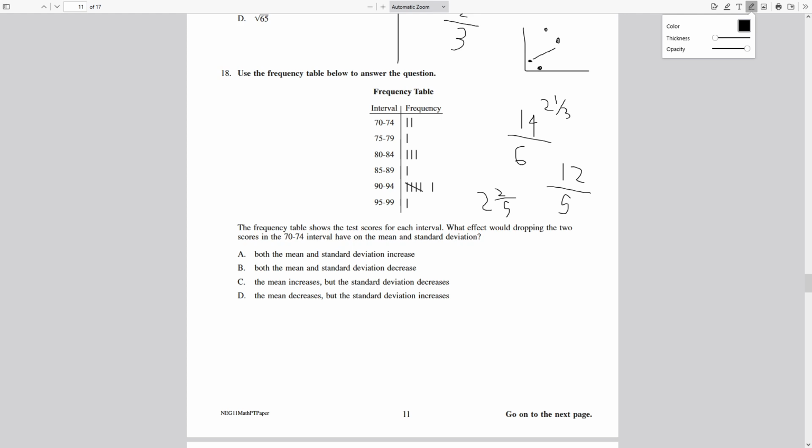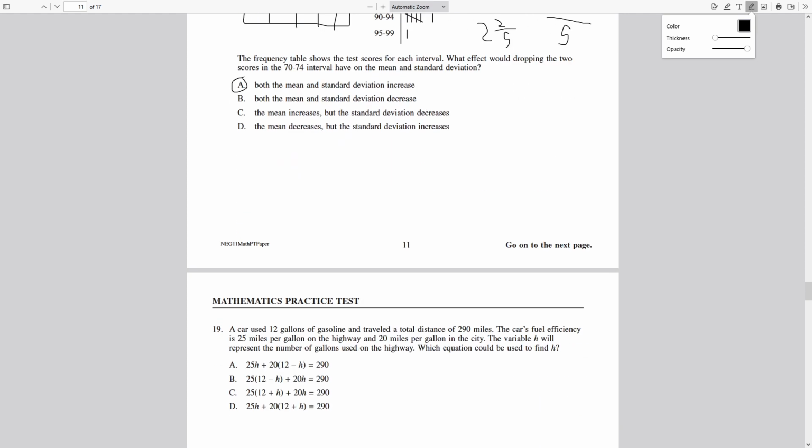Alright. I'm gonna do this. That's roughly a third. That sucks. No, yeah. It must be bigger. The mean increases. And I'm going to say that the standard deviation also increases. There you go. Boom.